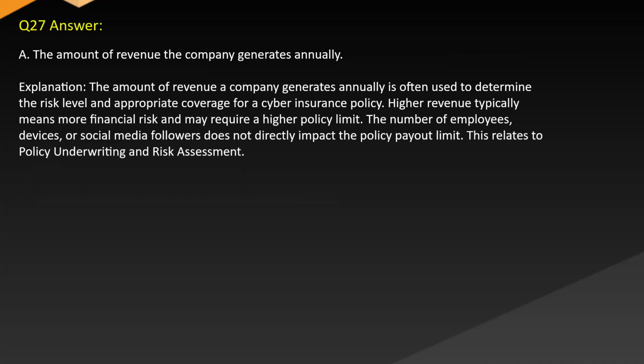Answer A. The amount of revenue the company generates annually. Explanation. The amount of revenue a company generates annually is often used to determine the risk level and appropriate coverage for a cyber insurance policy. Higher revenue typically means more financial risk and may require a higher policy limit. The number of employees, devices, or social media followers does not directly impact the policy payout limit. This relates to policy underwriting and risk assessment.